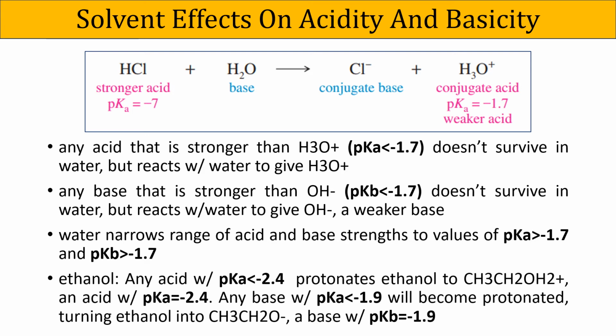Alcohols react with both strong acids and strong bases just like water does. For example, a strong acid protonates ethanol to give protonated ethanol, an acid with pKa equals -2.4. Any acid with a pKa that is more negative than -2.4 will donate a proton to ethanol. Strong bases deprotonate ethanol to give ethoxide ion, a base with pKb equals -1.9. Any base with a pKb that is more negative than -1.9 will become protonated in ethanol solution.